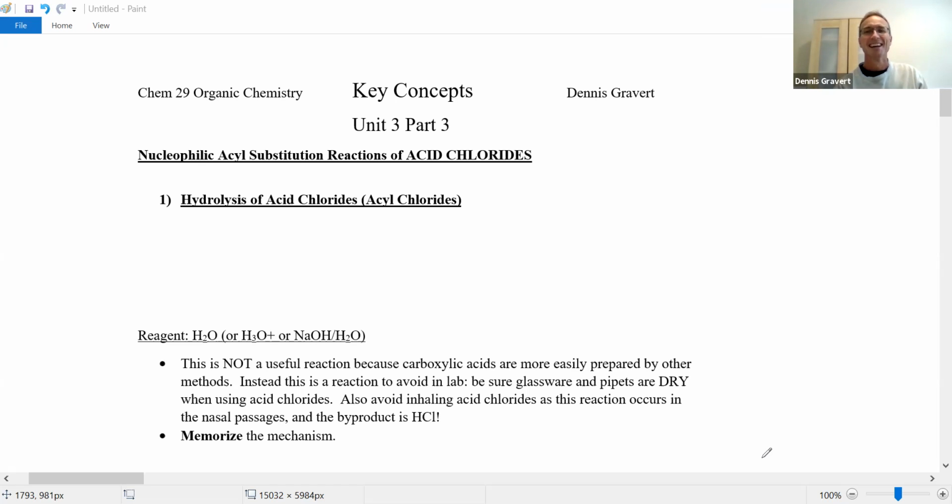Okay, so what we got? We're in Key Concepts, Unit 3, Part 3. We got acid chlorides, the first of our carboxylic acid derivatives. Yeah, that's what it says right here, nucleophilic acyl substitution reactions. That's the category for all these reactions. And the pattern is going to be, we're going to bump up the pi bond, and it's going to come right back down. It might not be immediately, but somewhere in the mechanism, that's going to be the pattern.